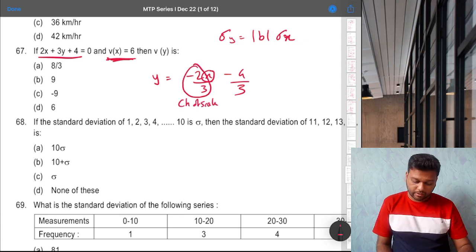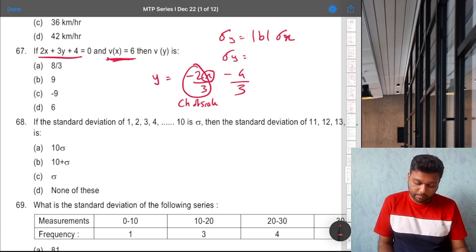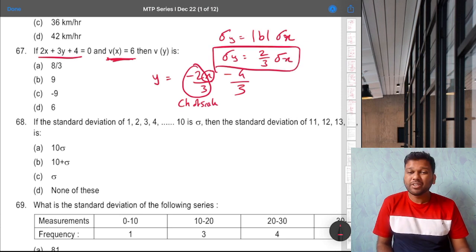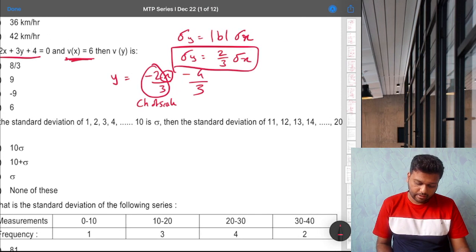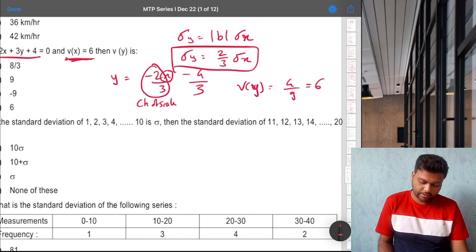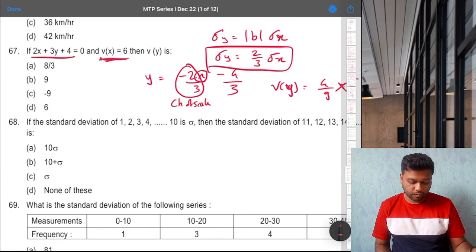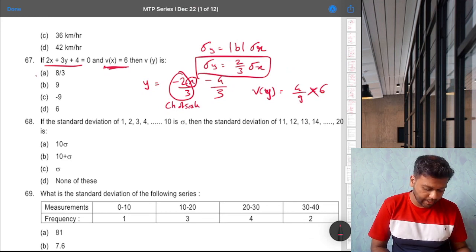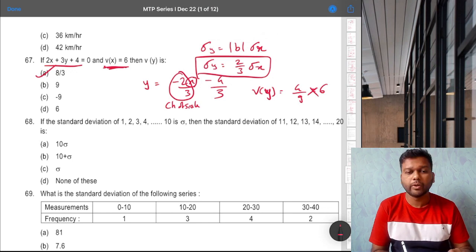So for standard deviation of y, minus 2 by 3 will become plus 2 by 3 because it is absolute value, into sigma x. Okay, but they have not given standard deviation, they have given variance. So variance of y will be 2 by 3 square, that is 4 by 9 into variance of x, that is 6. So 4 by 9 into 6 will be the answer. What is it? 2.666, or option A, you can check. 8 by 3 is also 2.666, correct.